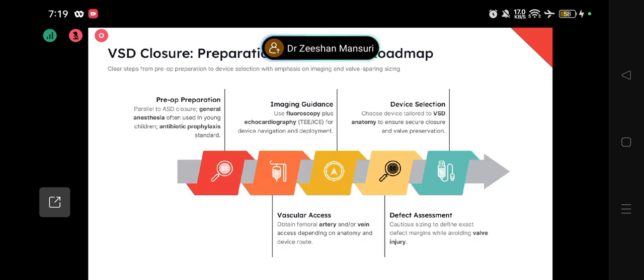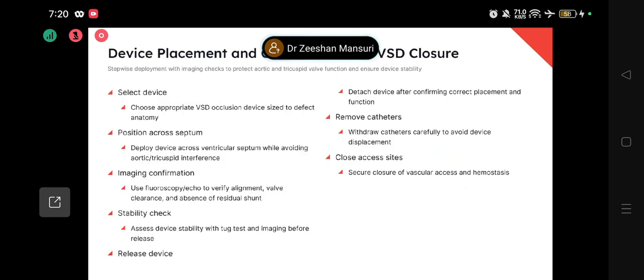Then the device selection is usually done with the help of, one, the 2D echo, and the second, the LV angiogram. In the VSD, we do an angiogram. In the PDA, we do an angiogram before the device deployment. We can do sizing and confirmation of the size by the 2D echo. In the ASD, there is no need for the angiogram because it is low pressure and there will not be anything visible. So the TEE is more helpful there, to assess the defect, the margins, and to avoid valve injury.